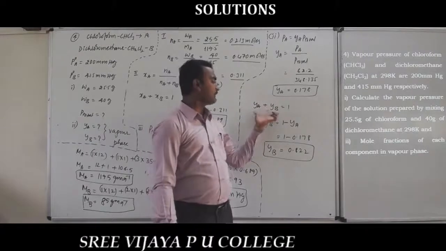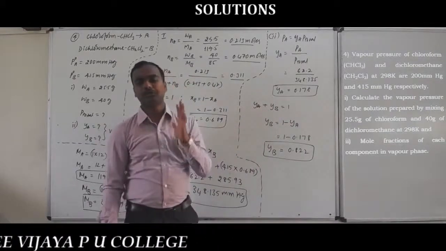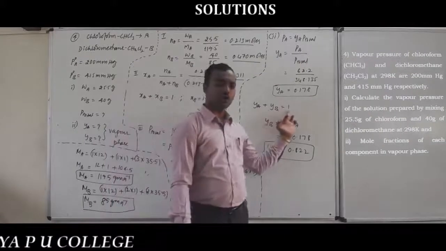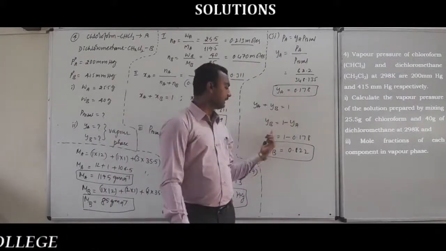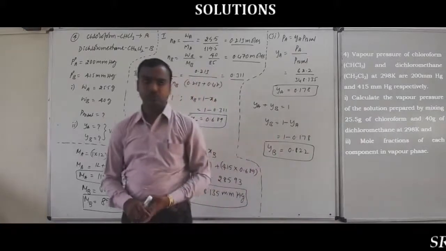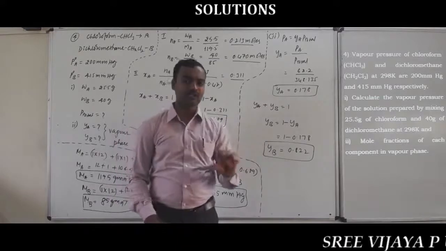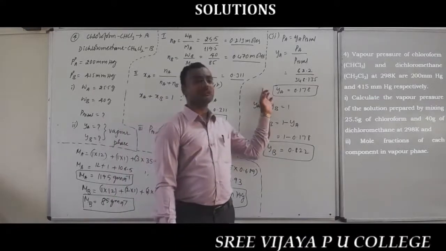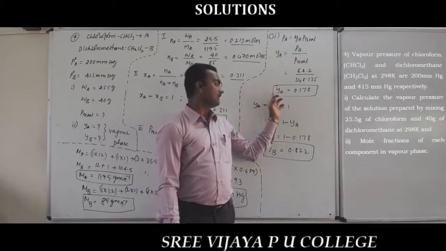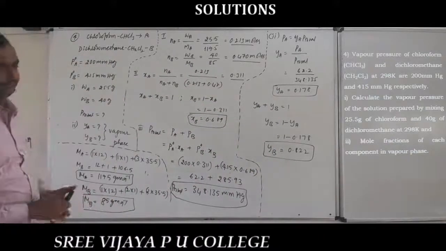And the sum of the mole fraction of components in any phase, take any phase, the sum of the mole fraction of all the components is always equal to 1. So once the Ya value is known, then you can calculate Yb. So Yb is equal to 0.822. That is the composition. Ya and Yb are the mole fractions of each component in vapor phase, or the composition of the mixture in vapor phase. That is Ya and Yb. So that's about problem number 4.